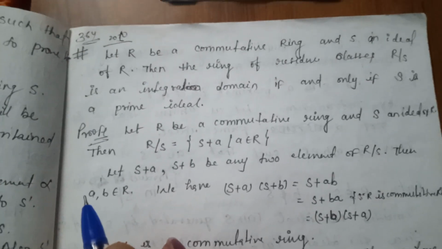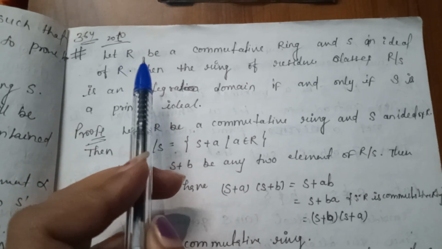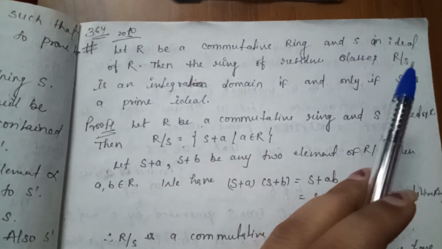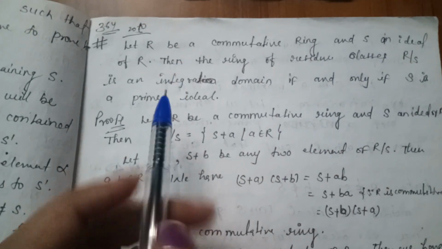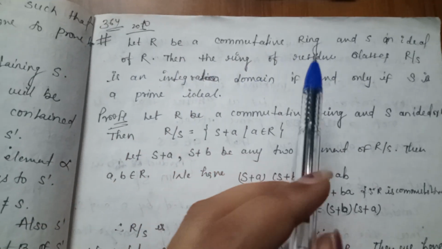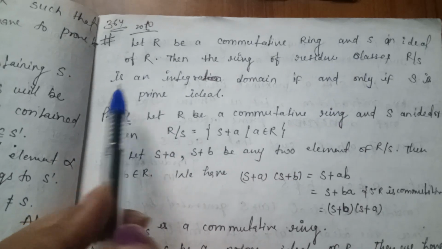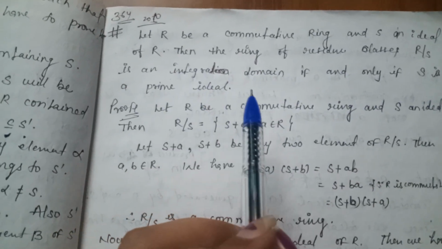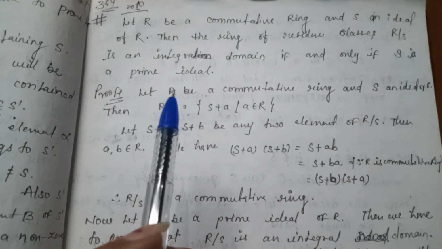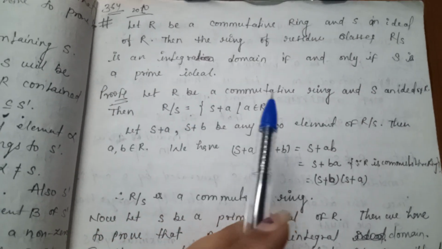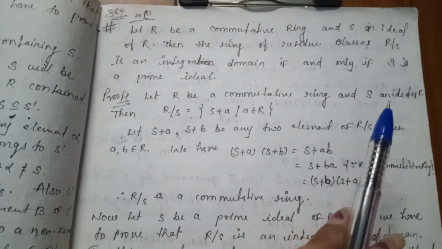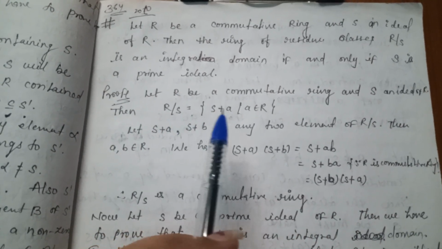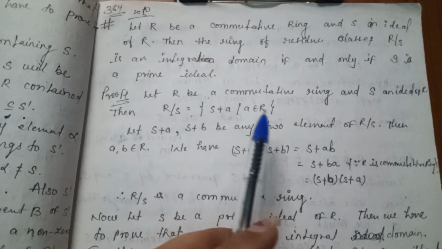Now there is another theorem. Let R be a commutative ring and S an ideal of R. Then the ring of residue classes R/S is an integral domain if and only if S is a prime ideal. So the proof is: let R be a commutative ring and S an ideal of R. Then R/S is equal to the set of S + a such that a belongs to R.